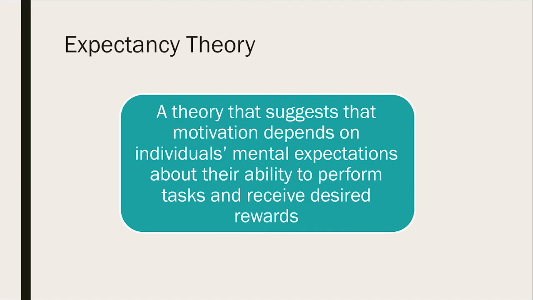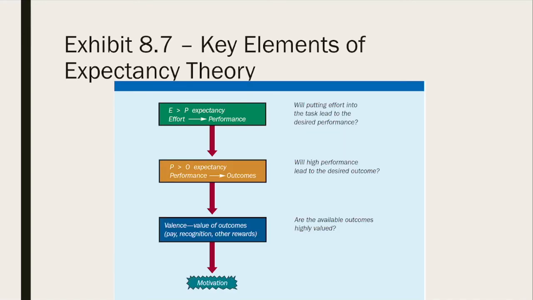Now, expectancy theory. Victor Vroom came out with this theory, and that suggests that motivation depends on individuals' mental expectations about their ability to perform tasks and receive desired rewards. Now, let's take a look at these components. First of all, with expectancy, you have the expected performance, the effort that will take place.